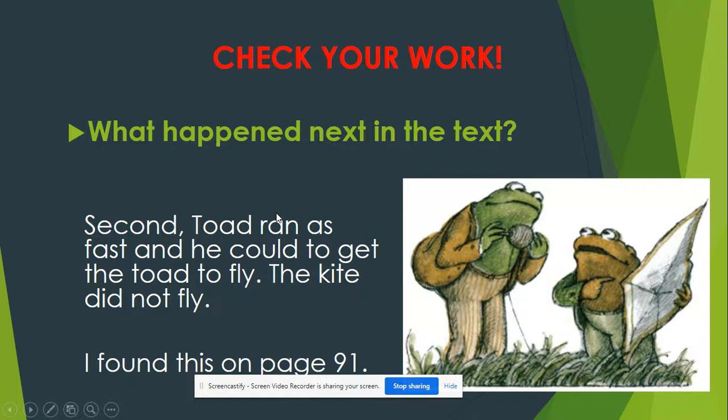Okay, this is what I put. I wrote second, Toad ran as fast as he could to get the kite to fly. The kite did not fly. So he tried different ways to make it fly, but the kite would not fly. Did you write something different? That's okay too.